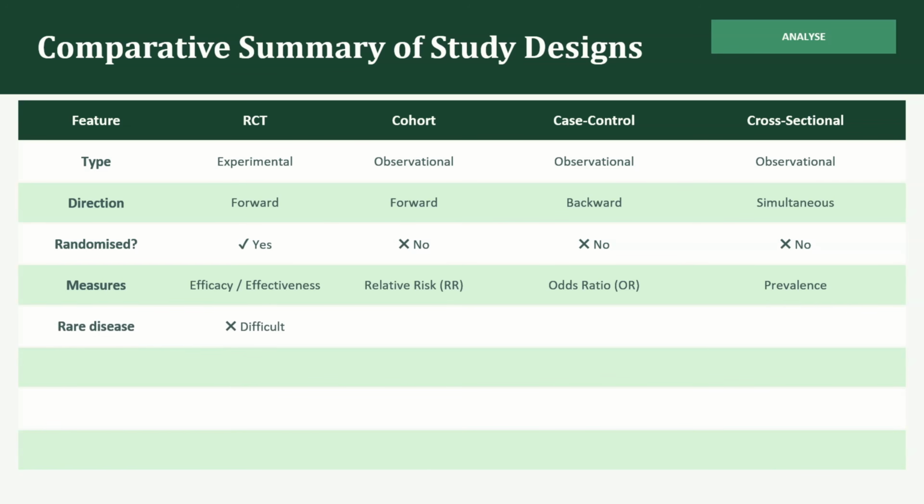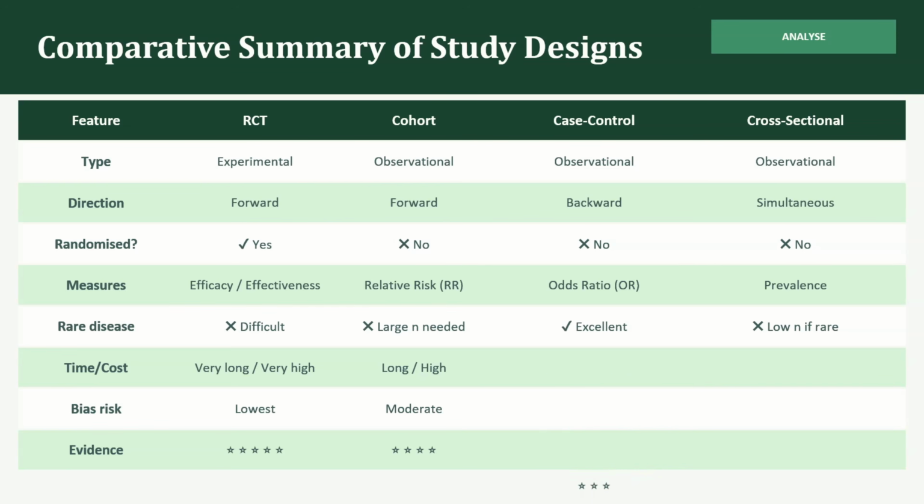Fourth, rare diseases. RCT is difficult and expensive. Cohort needs a very large number of people. Case control is excellent for rare diseases. Cross-sectional is not good if the disease is rare. Fifth, bias risk. RCT has the lowest bias risk. Cohort has moderate risk. Case control has recall bias risk. Cross-sectional has prevalent case bias risk.